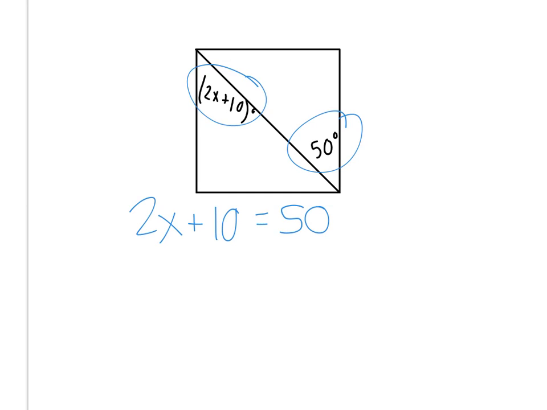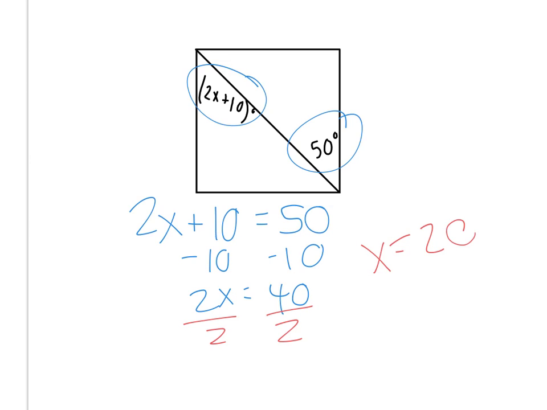Okay, to solve this equation, we would subtract 10 from each side. And then to keep going, we divide by 2. So then x is 20. These are all the types of problems you'll be having today. All you need to do is set them equal to each other.